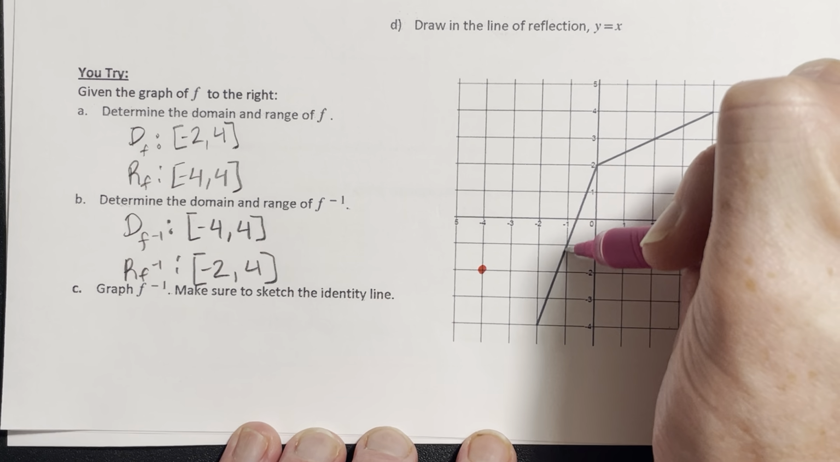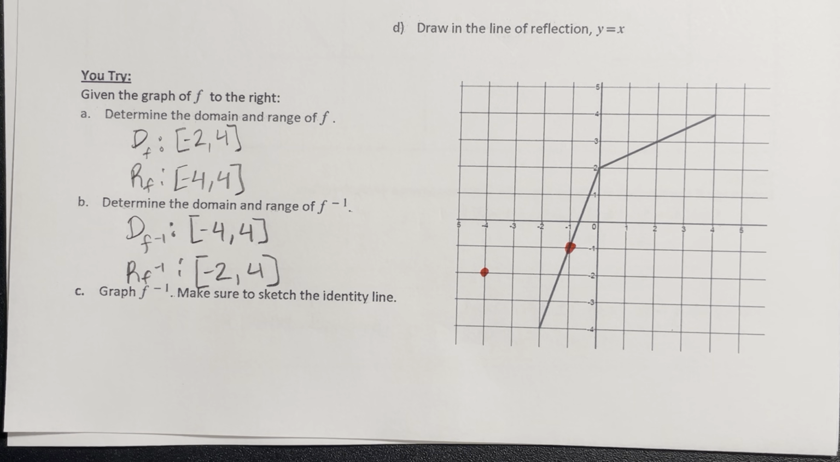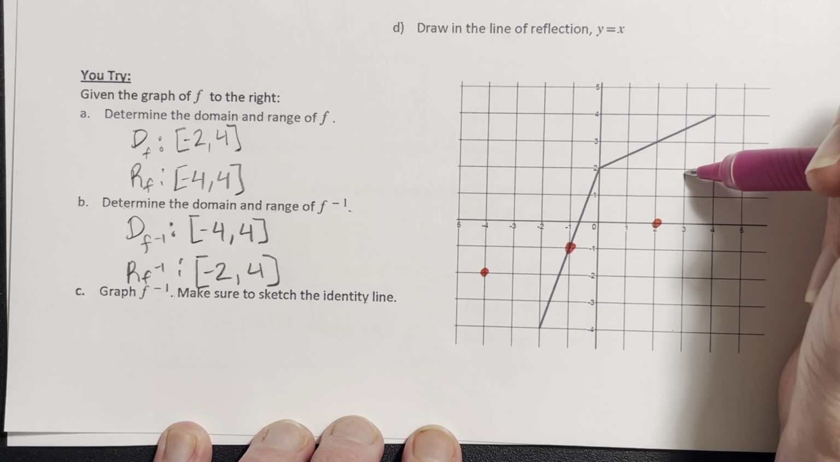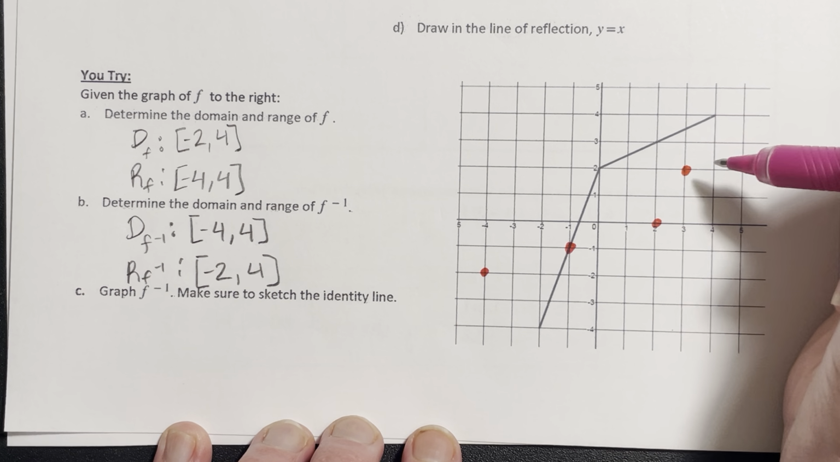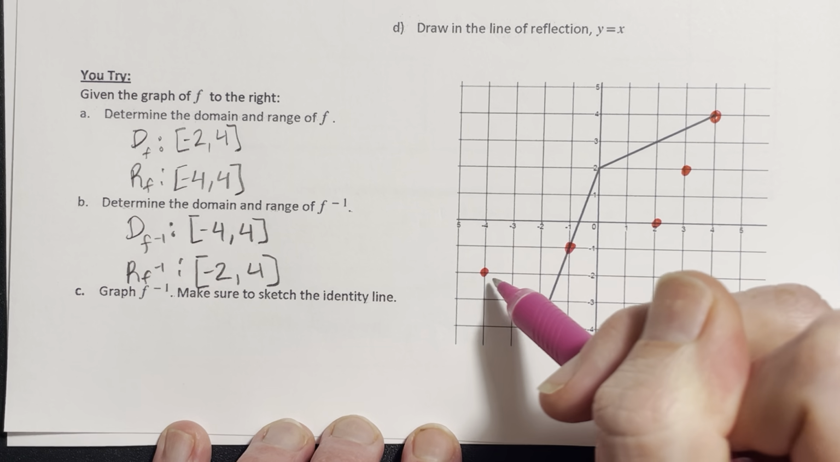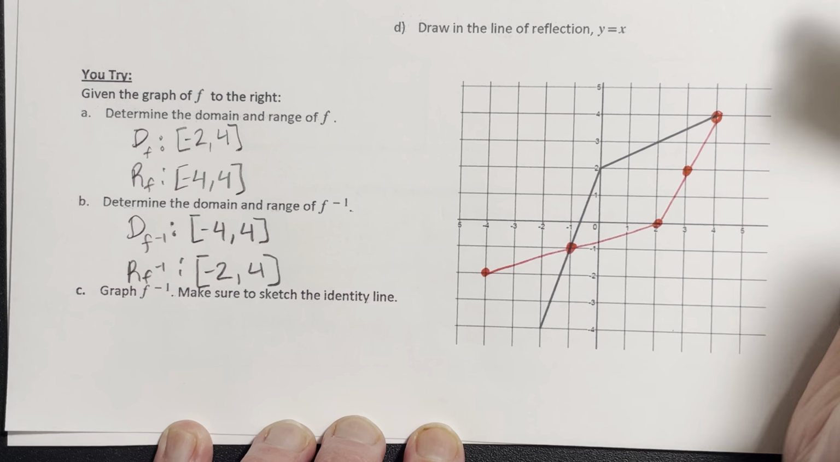There was a point at (-1, -1), and its inverse is the same point. There's a point at (0, 2), so its inverse would be (2, 0). The point (2, 3) becomes the inverse (3, 2). And lastly, we had (4, 4). So the inverse function graph looks like this.